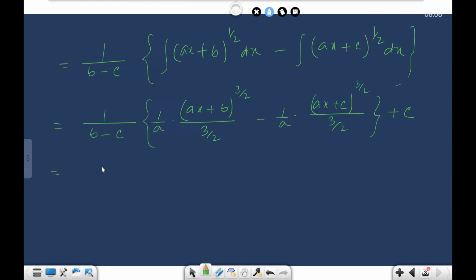So this is equal to, you see 1 by a is common here, as well as 3 by 2, that is you can take 2 by 3a as common, and 1 by b minus c is already there. The term is now ax plus b whole power 3 by 2, then minus ax plus c whole power 3 by 2, and plus the constant of integration c, and this completes your solution.